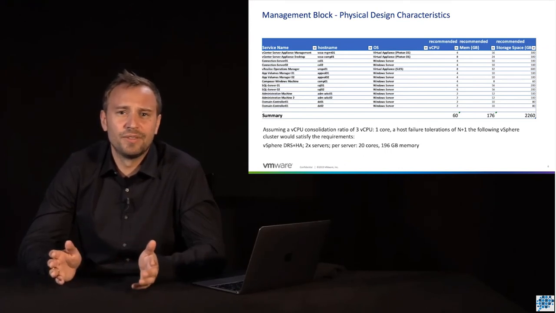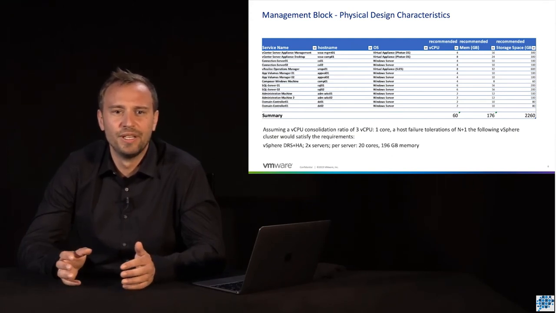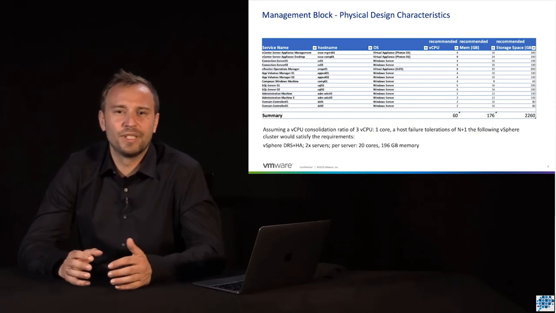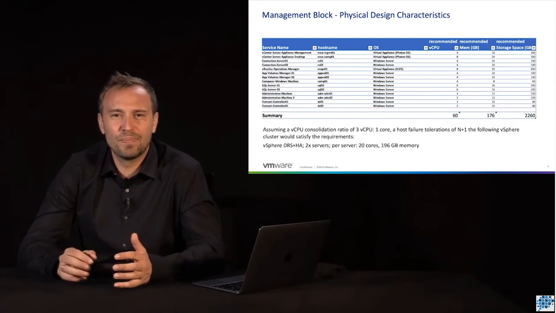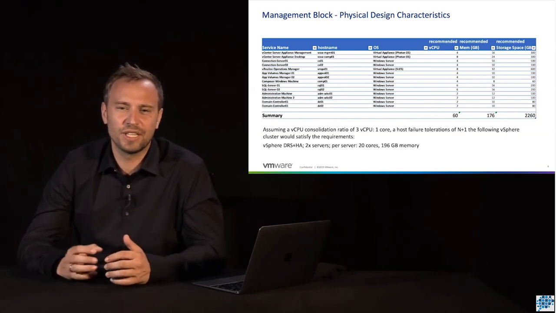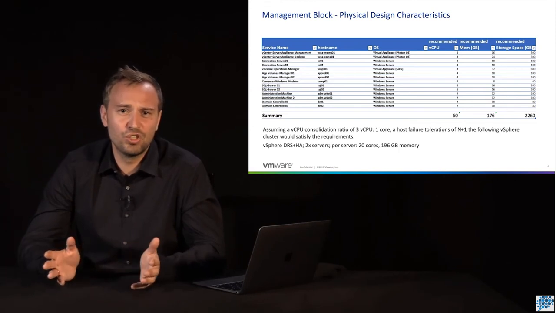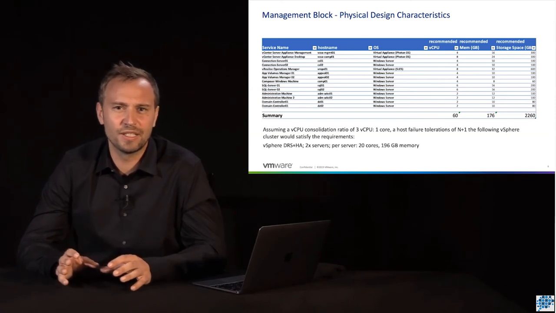But we want to have a scenario where one host can fail, which means we need 2 servers that have 20 cores each and 196 gigabytes of memory to fulfill all of our requirements that we have at this point in time. And remember, we always need to get back into the conceptual design and figure out if there was any kind of change, if there was any kind of planning happening. We just assumed at this point in time that the ratio of 3 vCPUs per 1 core on the management cluster is good enough.